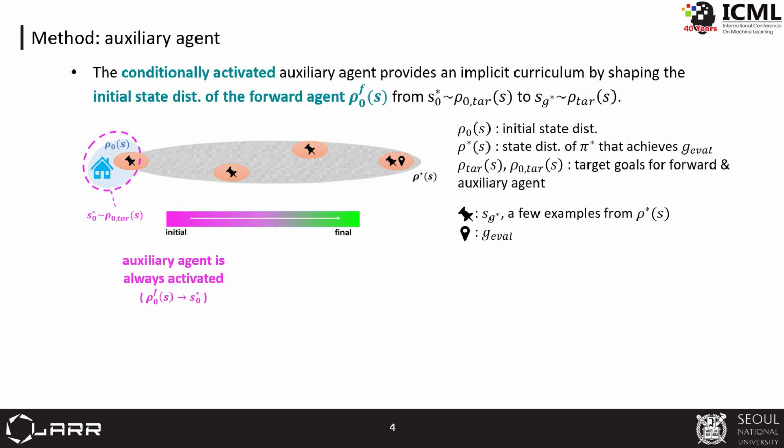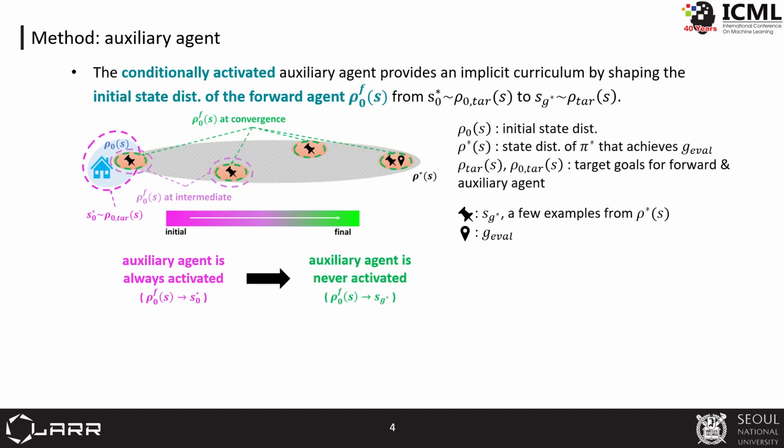The conditionally activated auxiliary agent provides an implicit curriculum by shaping ρ_0^F, the initial state distribution of the forward agent, from ρ_0_target to ρ_target. Initially, the auxiliary agent is always activated and the auxiliary goal ρ_0_target, which is the last state of the backward episode, becomes the initial state for the subsequent forward episode. Eventually, the auxiliary agent is never activated and ρ_target becomes the initial state distribution of the forward agent.